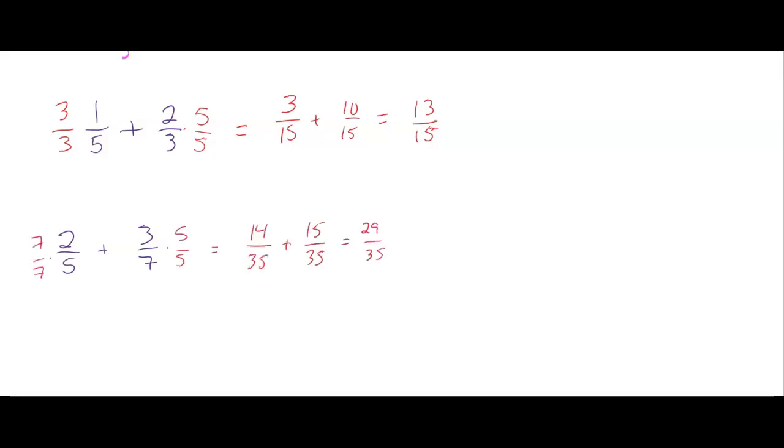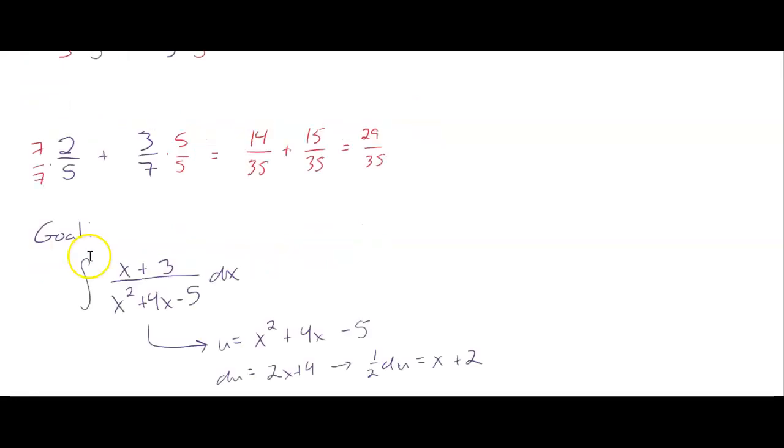All right. So what do we get? We get 29 over 35. Hopefully you got that too. All right. So I'm going to give you one more. But before we go any further, I want to show you the goal of partial fractions.